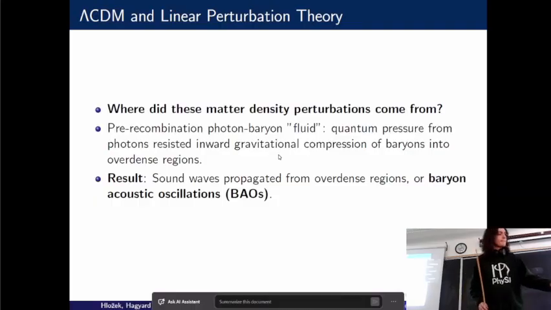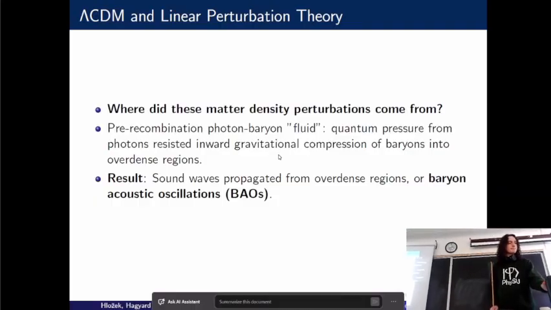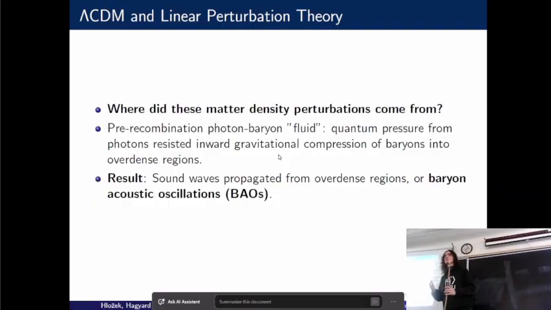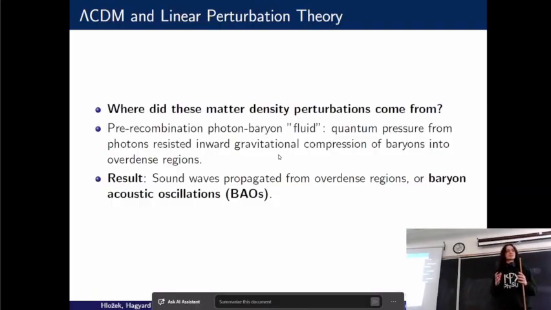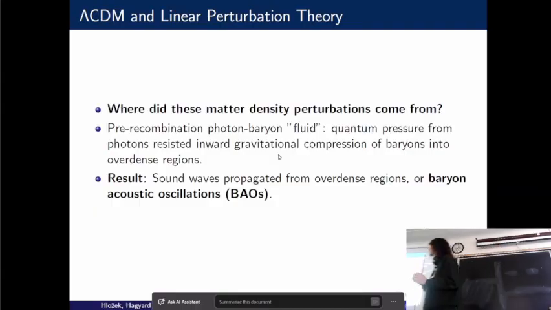So essentially, in what's called the primordial photon baryon fluid of the early universe, you have this counterbalance between quantum pressure from the photons and the inward gravitational compression of baryons, and this gives way to sound waves, which propagate from these regions of high density. And as I mentioned, they're called baryon acoustic oscillations.